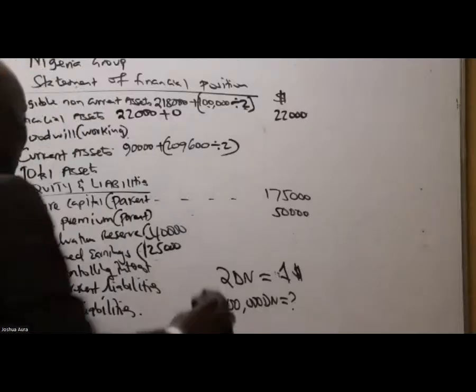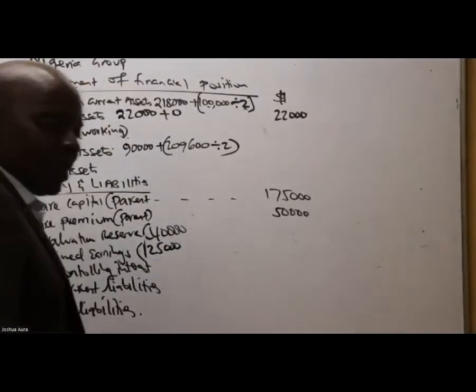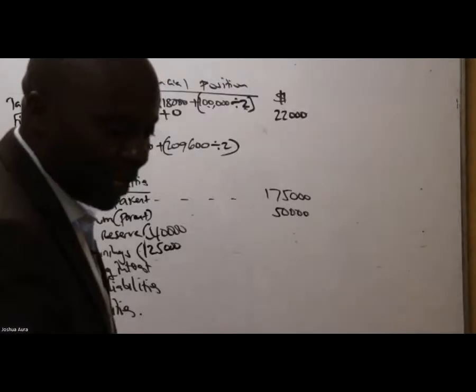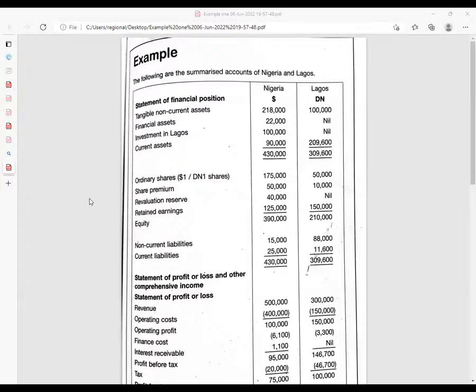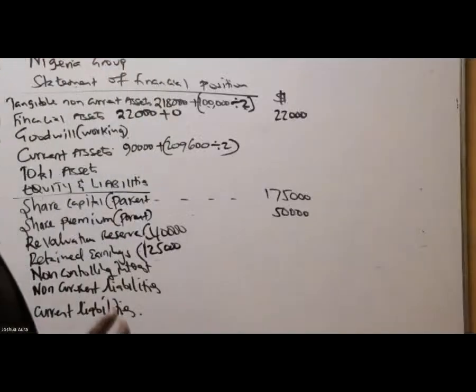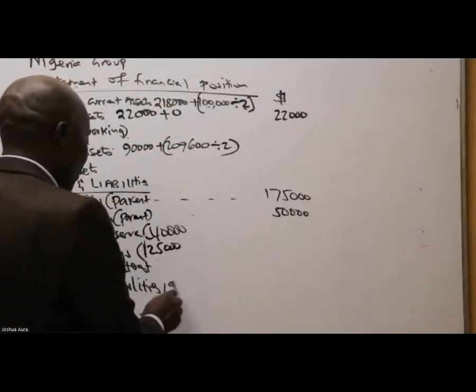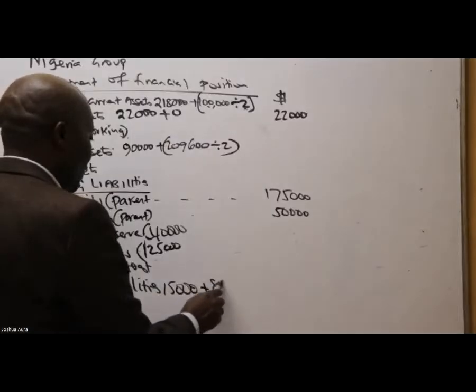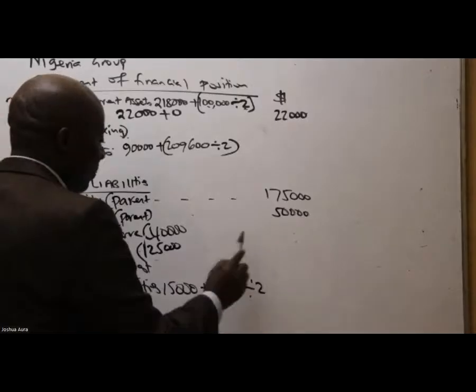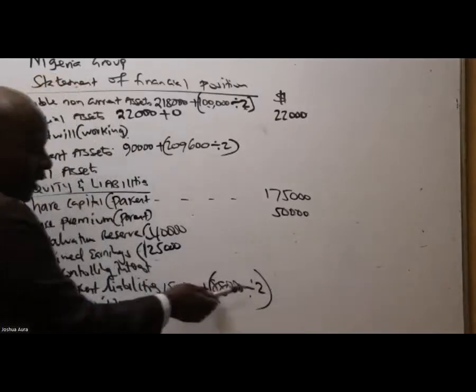So on non-current liabilities, what do we have here? I'm combining. I can see 15,000 plus 88,000. But remember, these currencies are different, and we must retranslate the ones of the subsidiary. The 88,000 still falls under assets and liabilities, so it has to be retranslated. So we have 15,000 plus 88,000, but now this has to be divided by 2 like that. And remember, this 2 is only dividing this.